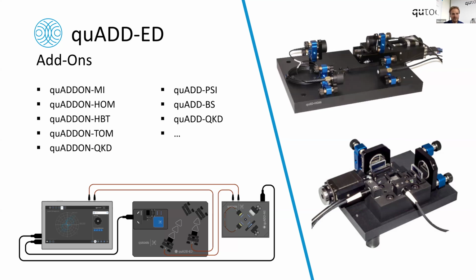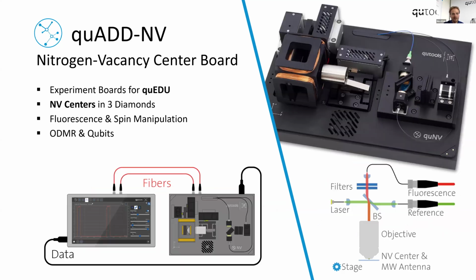Let me just continue with the QEDNV, which is now the second physical system. So now we're not talking about the photons anymore. We take a step back. This is a different board. Now we use the NV centers, the other physical system.